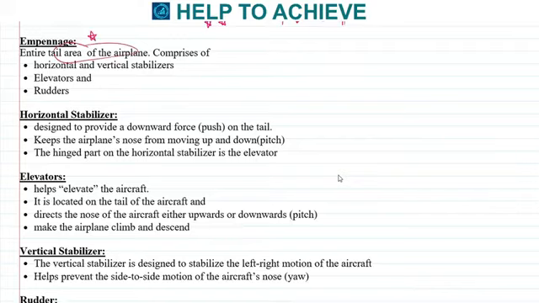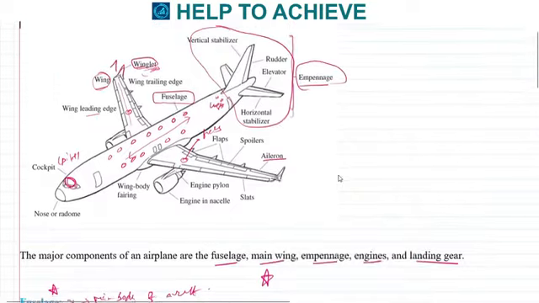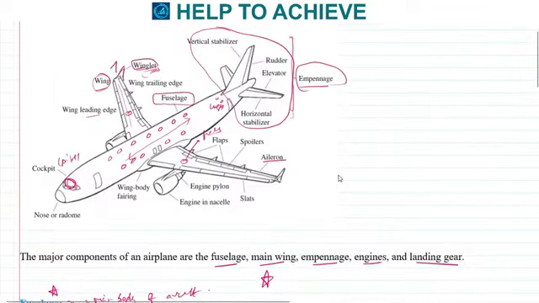So what does it consist of? It consists of the horizontal and vertical stabilizers, which carry the elevators and rudders. We'll be discussing them one by one. If you see from the diagram, the horizontal stabilizer with the elevator is here, whereas this is the vertical stabilizer, and the rudder is attached to this vertical stabilizer.